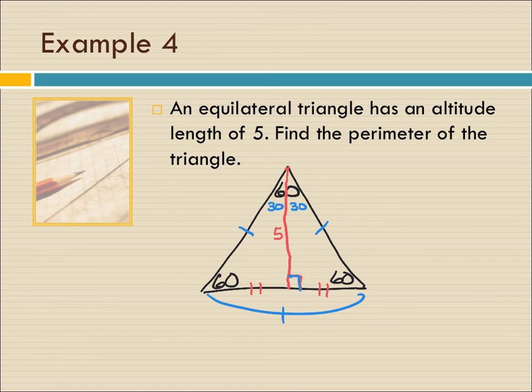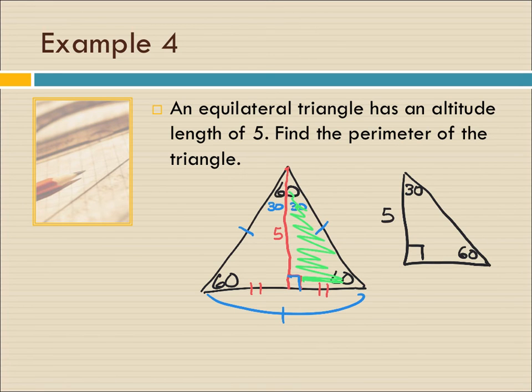So now what I'm going to look at here is I'm going to pull this out. I'm going to go ahead and draw just one of the triangles. 30, 60, and I know this is 5. Here's where I put the relationship of the sides. I know the side across from 30 is going to be A. The side across from the hypotenuse is 2 times A. And the side across from 60 is A square root 3.